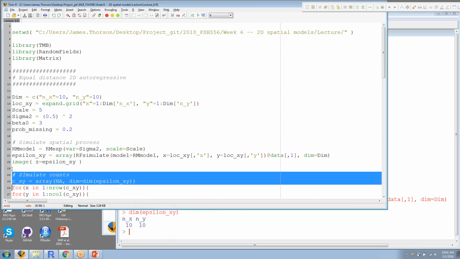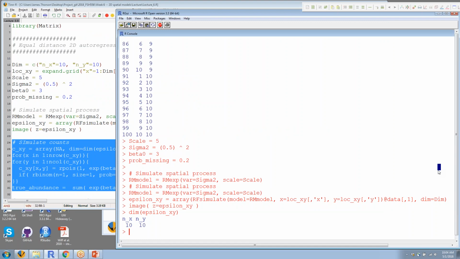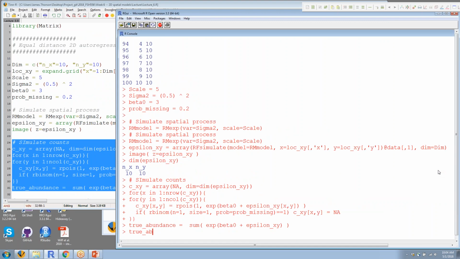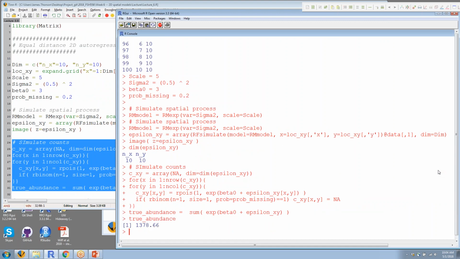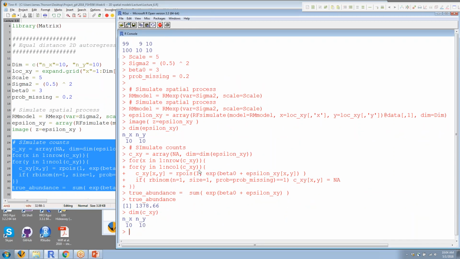We then simulate counts from this log-linked Poisson generalized linear mixed model, where the sum across all 100 cells is 1,300, and we end up with this matrix Cxy that's 10 by 10, representing the counts at each location in this two-dimensional grid.